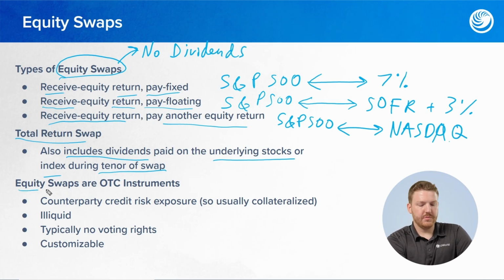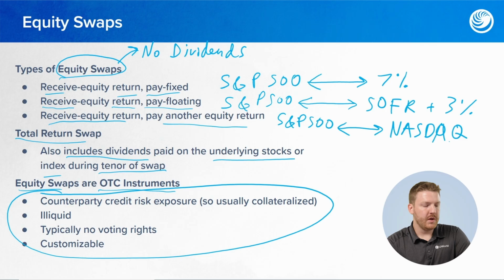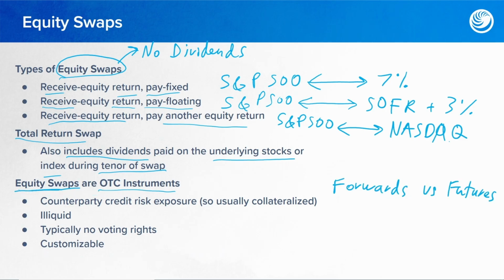Now equity swaps are OTC contracts. And then we're listing 4 features of these equity swaps down here. These equity swaps are like forwards, essentially. So let's just break down what I mean. So OTC instruments are over the counter. They are not exchange traded.